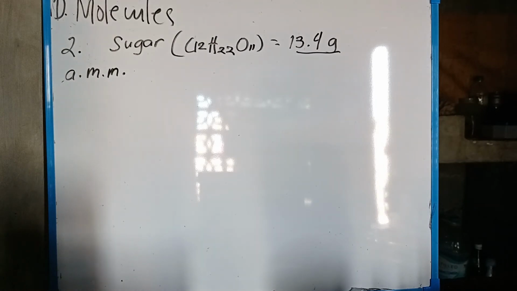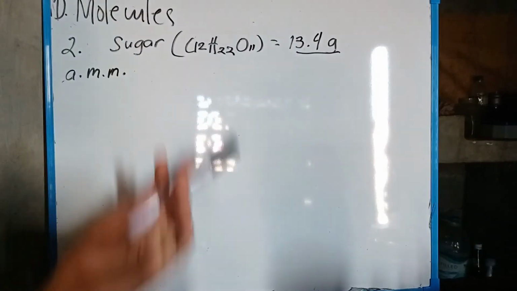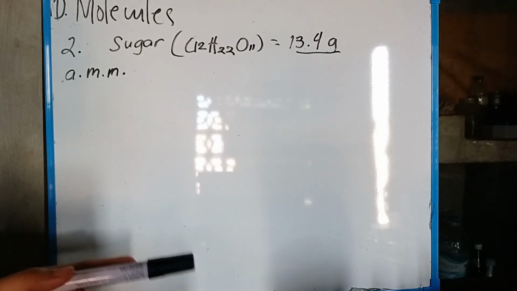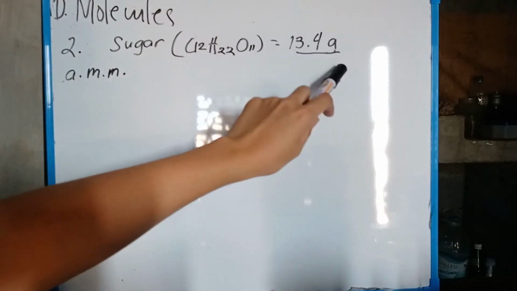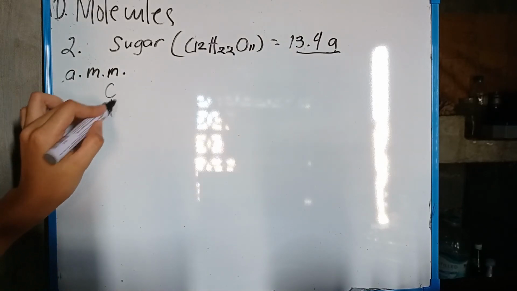Pero if the given is already mole, no need na. So pag mole na gani yung given, diretso na. So mole multiply by the molecules, diretso na siya para makuha ang molecules. Pero kung grams ang given, then you need to undergo the long process, which is to solve for the molar mass of the given compound.